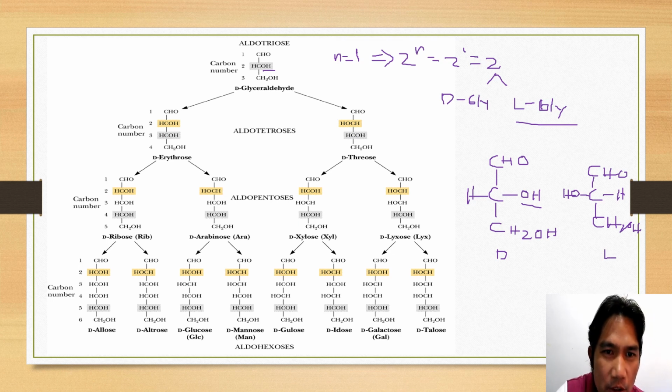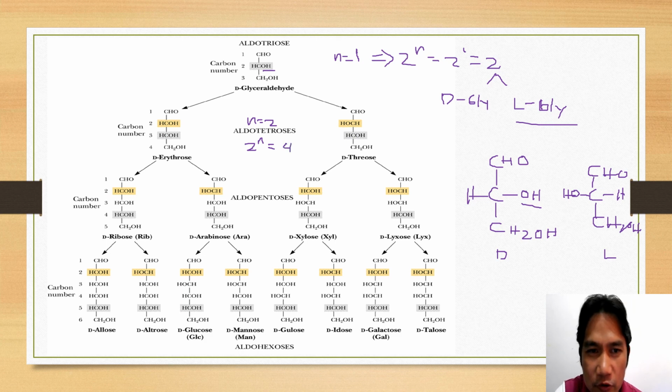For the aldotetroses, remember in our previous slide we said that an aldotetrose has n equal to 2. So if we put that in the formula, 2 raised to n, then 2 raised to 2, we have 4 possible arrangements. So what are those 4? 4 arrangements of atoms in the molecule.